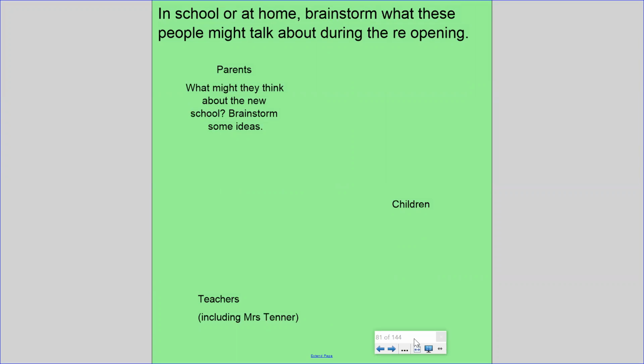The children, the teachers, think about Mrs. Tenner. She actually witnessed the event, so what might she want to say about a new school being built and reopening? And if you can think about anyone else that is present within the school environment, what might they say about the school being rebuilt and a dream school being open for the children?